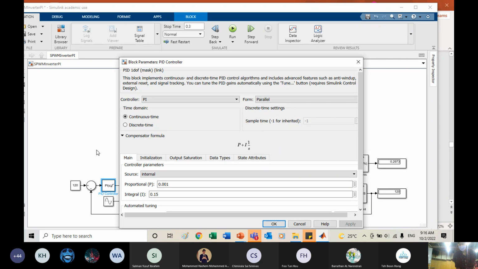0.001 for P, 0.15 for I. Saturation, okay. Make sure you set the limit. Maximum is 1 over 0. Everything is correct. You should get 230 watt output. Of course, you can set 100 watt. It also can. Like you bring this to Japan, you set 100 watt.